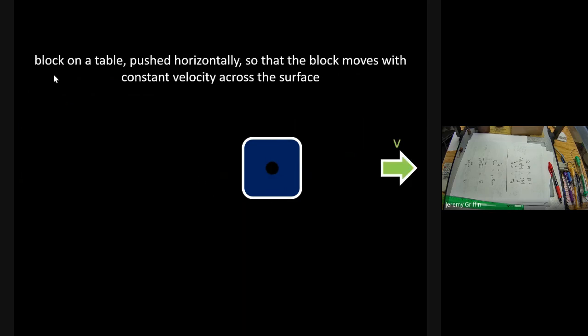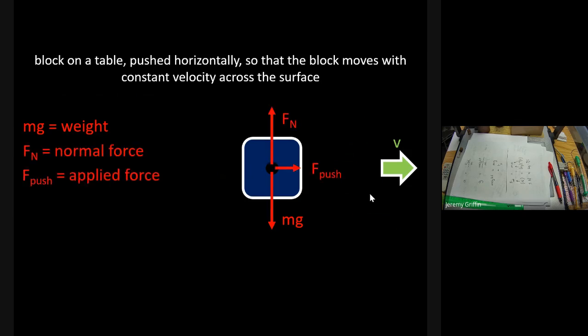Next one. What if there's a block on a table, you're pushing it horizontally so that the block does move with constant velocity across the surface. Okay? Now notice I drew a fat green velocity vector over here. That's not technically part of the diagram, okay? But it is helpful for one reason, and I'll tell you guys that in a minute. Okay? So this block has a weight, this block has a normal force. Okay? Now there's a pushing force.